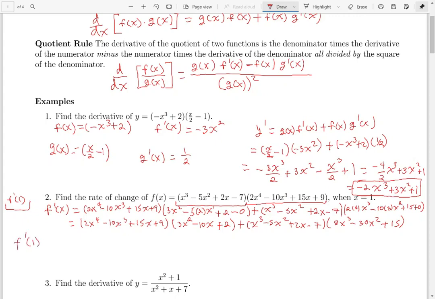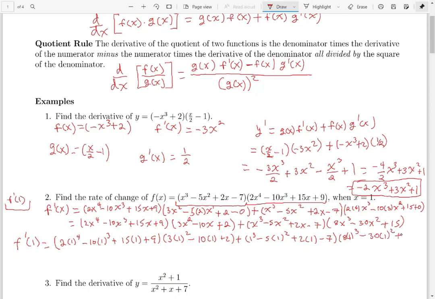So f prime of 1, that's going to be 2 times 1 to the fourth minus 10 times 1 cubed plus 15 times 1 plus 9 times 3 times 1 squared minus 10 times 1 plus 2 plus 1 cubed minus 5 times 1 squared plus 2 times 1 minus 7 times 8 times 1 cubed minus 30 times 1 squared plus 15.